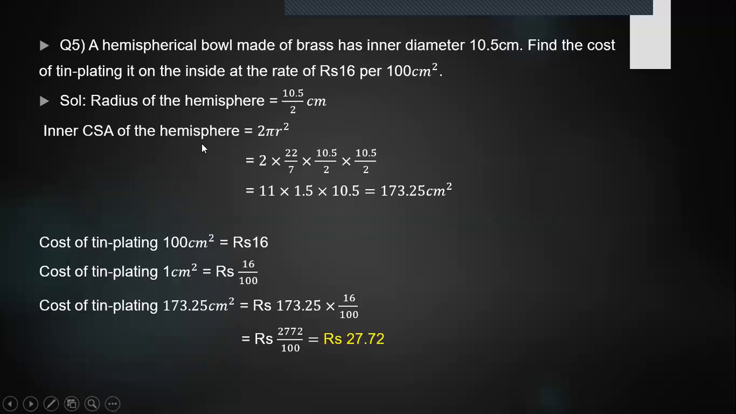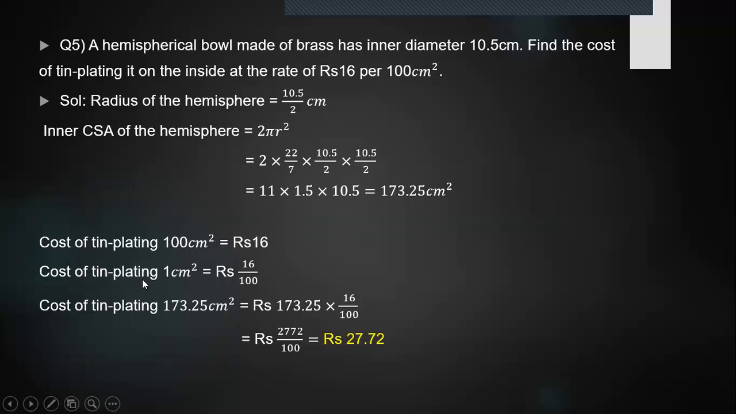All right, inner CSA of the hemisphere is 2 pi r square. Substitute the values. So I'm just going to explain the cancellation over here also. I'm cancelling 10.5 with 7, I get 1.5. 1, 2 gets cancelled directly. The second 2 gets cancelled with 22 and gives us 11. So this is what is left after cancellation, and the value comes out to be 173.25 centimeters square. Now the cost of tin plating is given as 100 centimeters square equal to rupees 16.